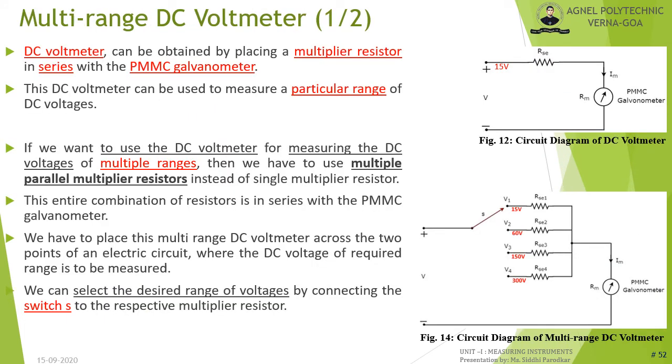In the last slide, we have seen that a DC voltmeter consists of a single multiplier resistance connected in series with a PMMC galvanometer. But this DC voltmeter can measure only a particular range. Thus, to measure multiple ranges, we have to connect multiple multiplier resistors in parallel to each other, and this combination of resistors is connected in series with PMMC galvanometer. The voltage to be measured has to be connected across these terminals, and this switch will be used to select appropriate or desired range of voltages.